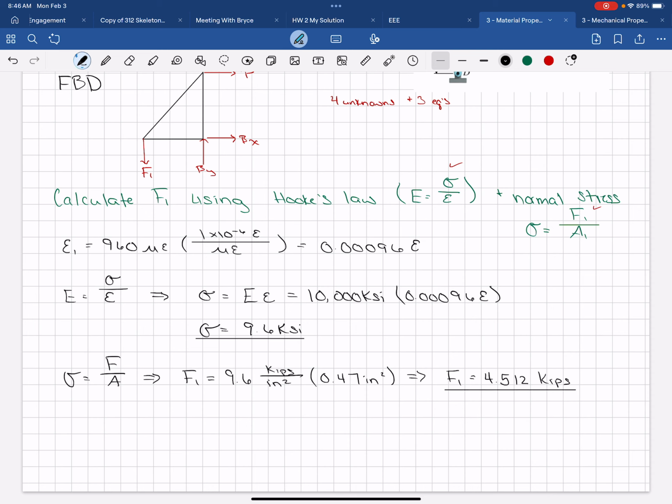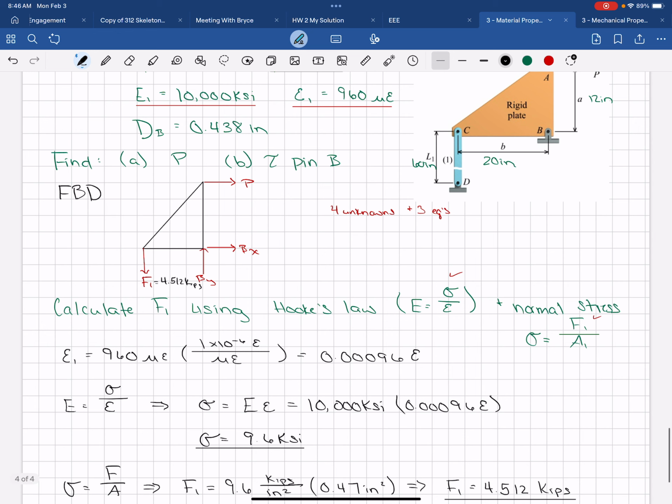Alright, so if we have F1, 4.512 kips, and then we know that this is 20 inches, and we know that this is 12 inches. I can solve for force P and the reactions at B.